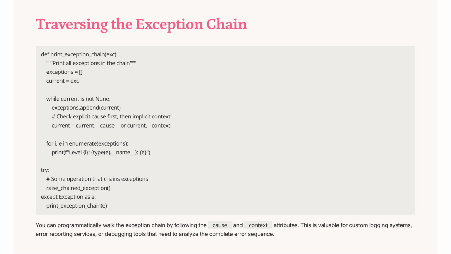Traversing the exception chain involves iterating through the __cause__ and __context__ attributes of an exception. This method is crucial for custom logging systems and debugging tools, as it allows for a comprehensive analysis of the error sequence. By printing each exception level, developers gain insights into the error's origin and propagation.